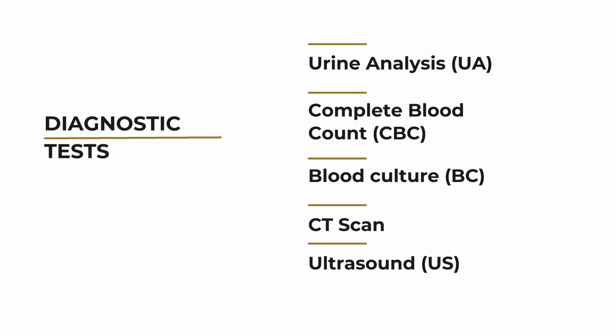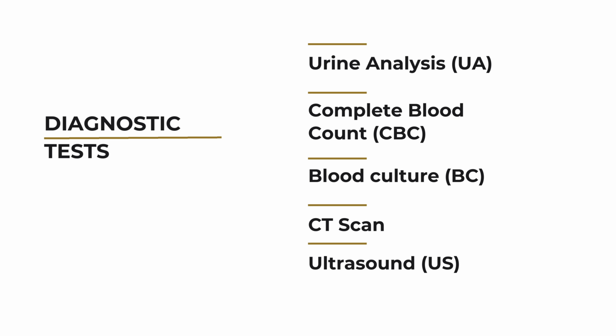For diagnostic tests to rule out pyelonephritis, we can check their urine analysis for white blood cell casts. Typically, white blood cell casts are not found in the urine unless there is an infection in the urinary system. Complete blood count to see if their serum white blood cells is elevated and if the infection becomes systemic. Blood culture to check for bacteria in the blood if the infection becomes systemic. CT scan without contrast if the kidney is damaged. And ultrasound, which is another imaging test.